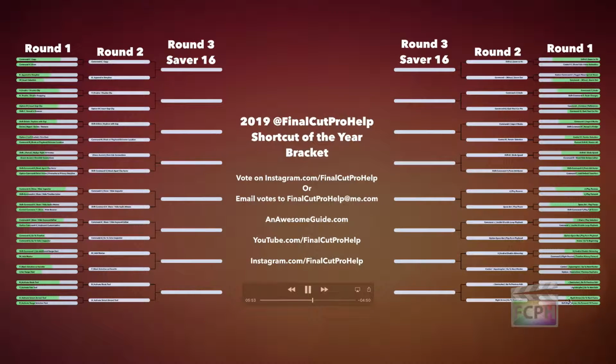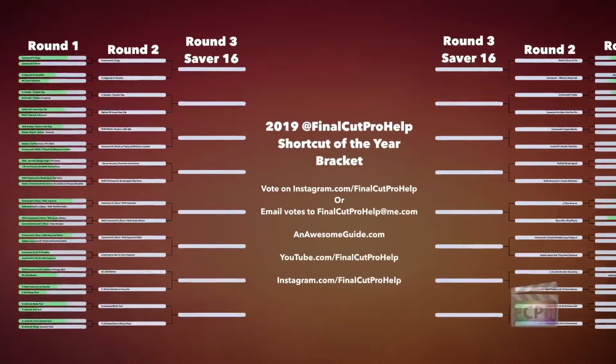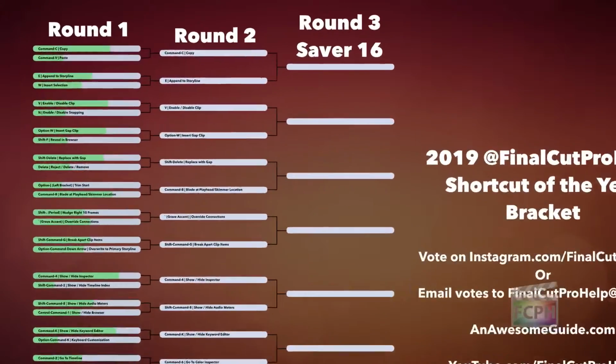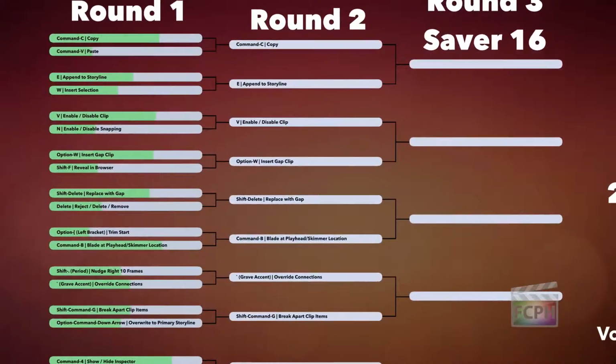So let's get into it. These are the results of the voting that happened over the past week or so on these different shortcuts, and you're going to see which ones we cut it down with. So we started out with the voting at the top left of the bracket. Command C went up against E, which of course E is used to append to storyline. But you all like to really copy things. So Command C is the one that made it on to the next round. Command C got about 2/3 of the votes there for that one.